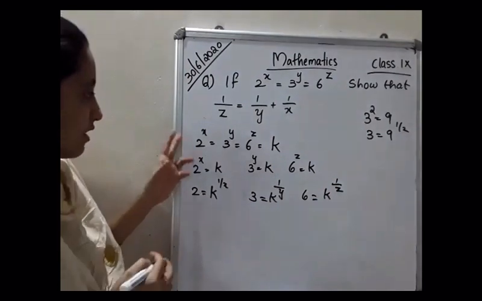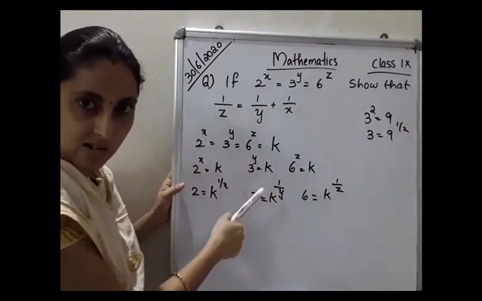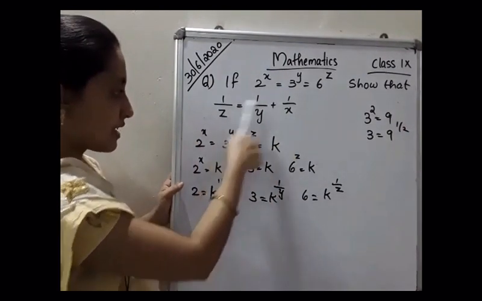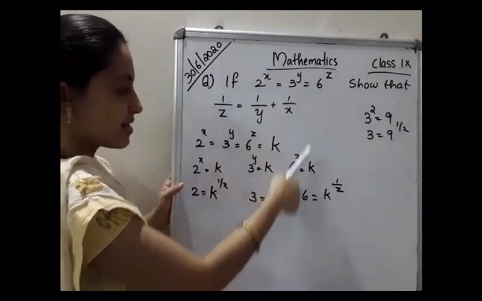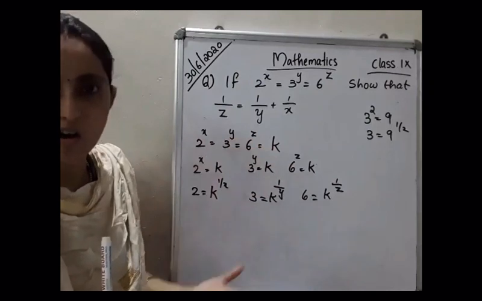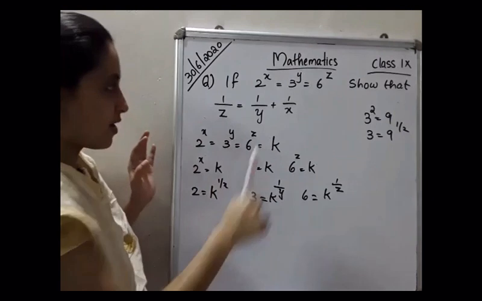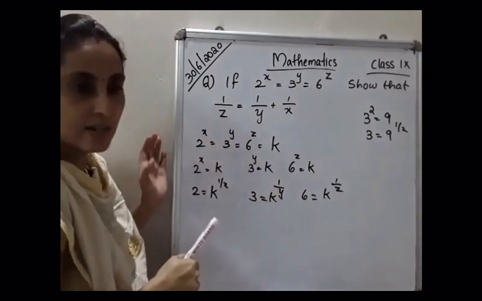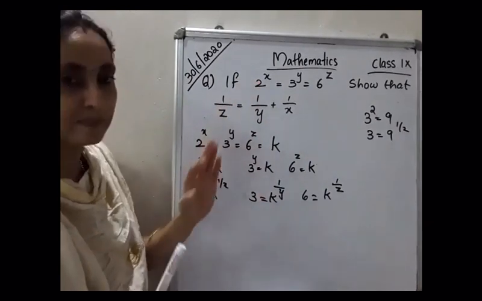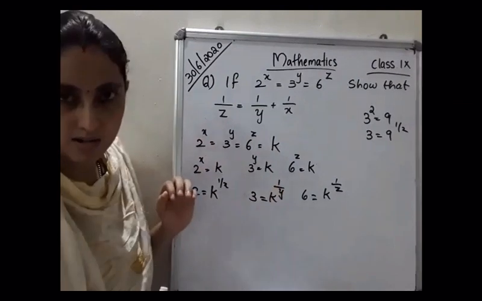Once again, 2 raised to x is equal to 3 raised to y is equal to 6 raised to z is equal to some constant k, and equating each one. That is 2 raised to x is equal to k, 3 raised to y is equal to k, 6 raised to z is equal to k. For what purpose are we taking the constant k? Because we want to eliminate these 2, 3 and 6. In the proof, what we have to prove is 1 by z is equal to 1 by y plus 1 by x. So we want to avoid the base. For that purpose, we are taking the constant here.